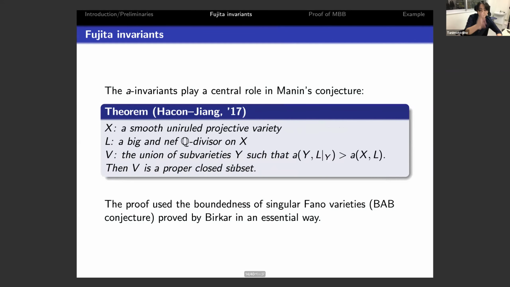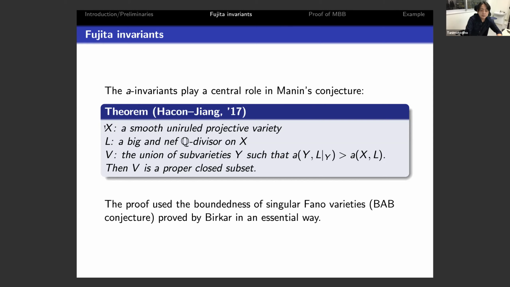All right, so that's the invariant. This invariant plays a central role in Manin's conjecture; it appears as the exponent in the asymptotic formula. Inspired by Manin's conjecture, we prove the following statement under the assumption of the BAB conjecture, but Ha and Jiang removed the condition on BAB. After Birkar's first paper on BAB, Ha and Jiang made this theorem unconditional. So let me state that.